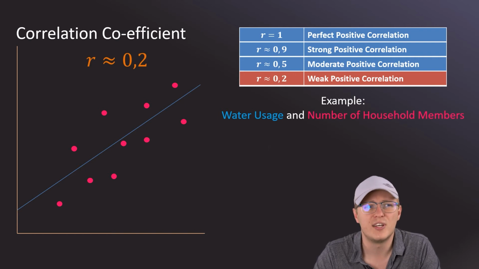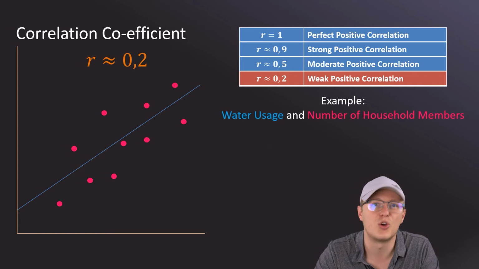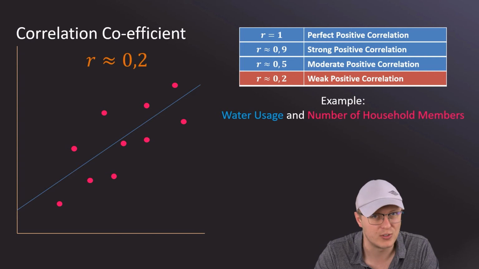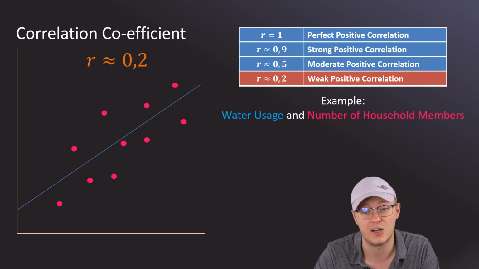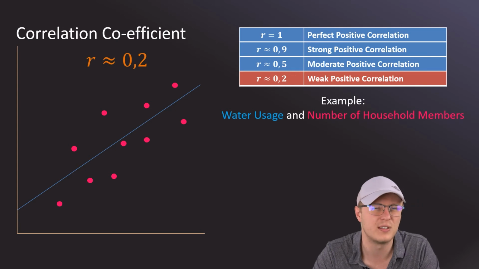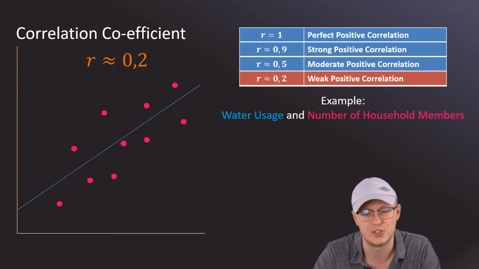And so there's a lot of variability between how much water people use, and it doesn't depend so much on how many people are in the household. But yes, in general, as we go up with the number of people in the household, we will have a trend of increased water usage.